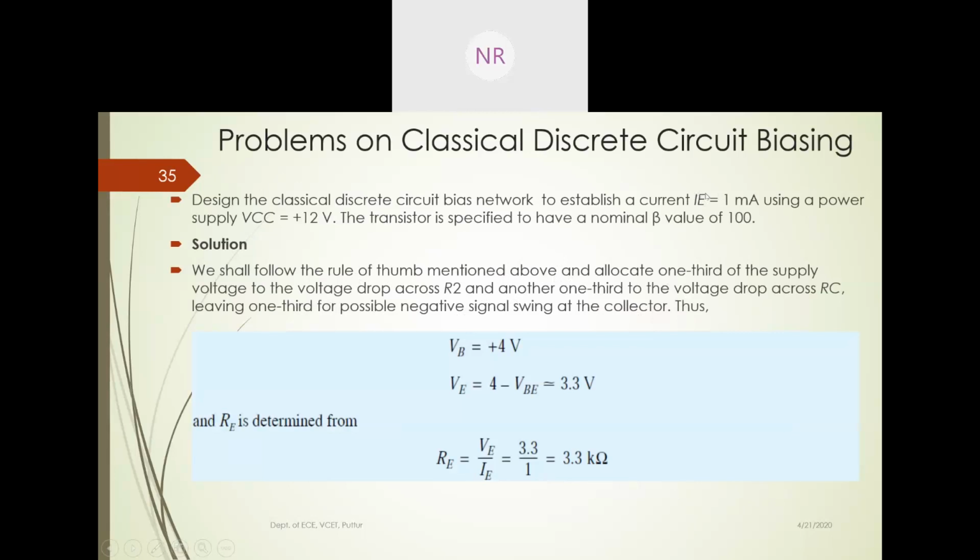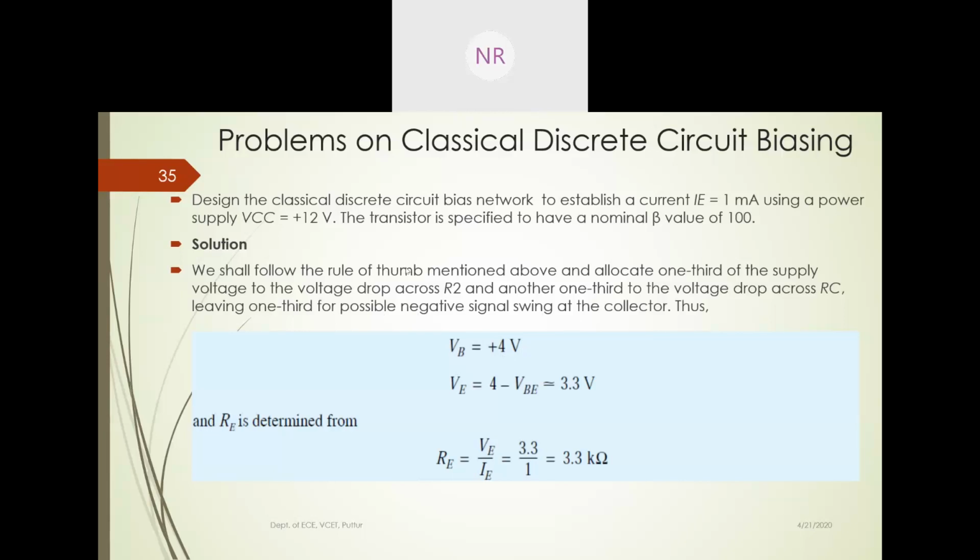0.1 IE means the voltage divider current will be equal to 0.1 IE, which is nothing but 0.1 milliamperes. Before that, we shall follow the rule of thumb mentioned: allocate 1/3 of the supply, that is 1/3 VCC, to the voltage drop across R2, and another 1/3 to the voltage drop across RC, leaving 1/3 for the possible negative signal swing at the collector. Thus, VB will be equal to plus 4 volt.